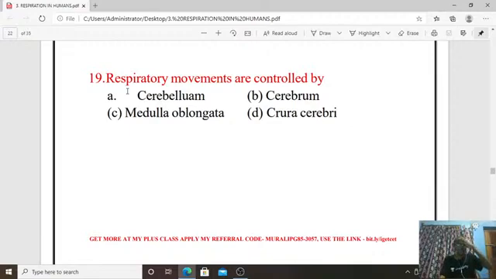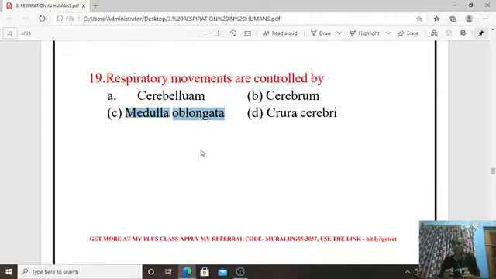Next is, the respiratory movements are controlled by which part of the brain? Respiratory movement means the rate of respiration. We know that respiration, digestion, excretion are involuntary processes. But apart from that, some kind of control mechanism is there under the involuntary thing. So there comes our brain portion under the autonomic nervous system. For this one the answer is medulla oblongata. So respiratory movements are controlled by medulla oblongata.